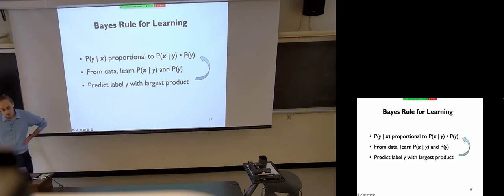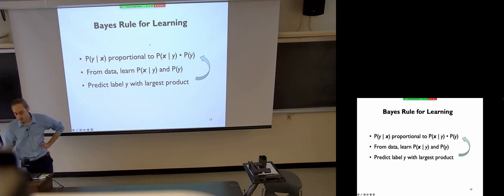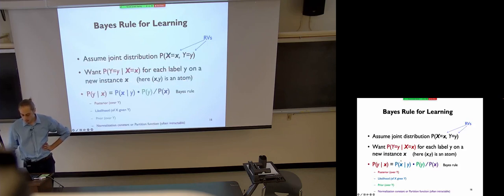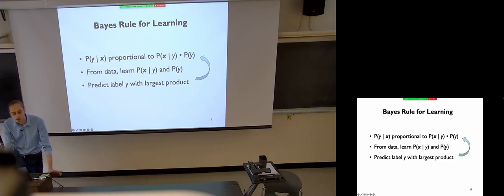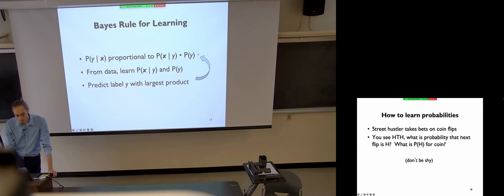And the question is how do we do this in practice for learning? If you have data, we can learn P of X given Y, the likelihood function, and P of Y, the prior. Remember these two terms, the blue and the green, are the ones we can generally compute. We learn them from the data, and then we predict the label Y with the largest product between these two. That's a rough idea. There's a few more things to it, like we dropped the normalization constant, and we have to get back to that, but for now we can simply do this.